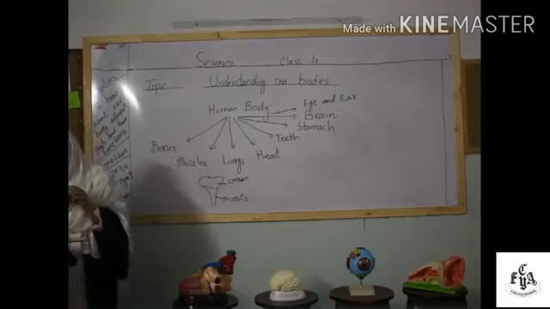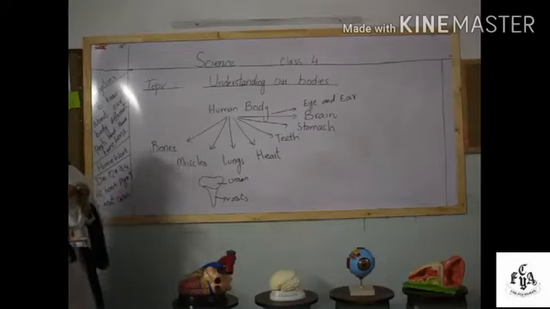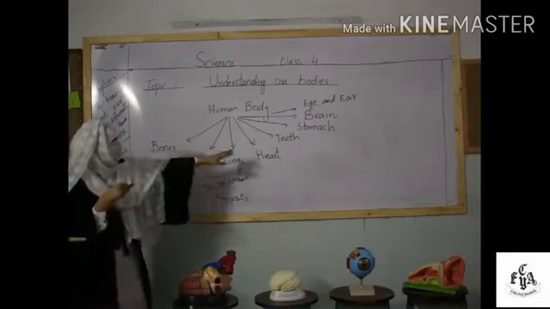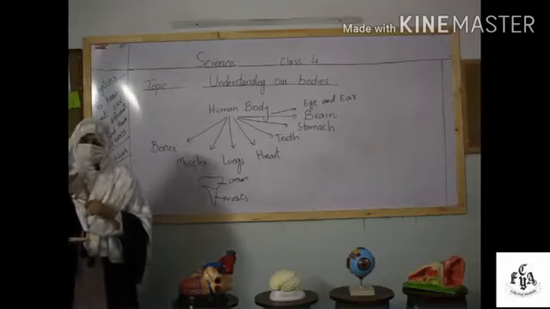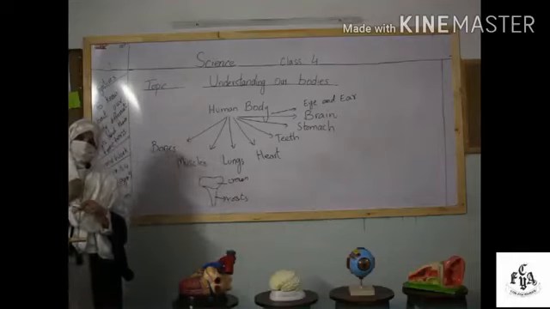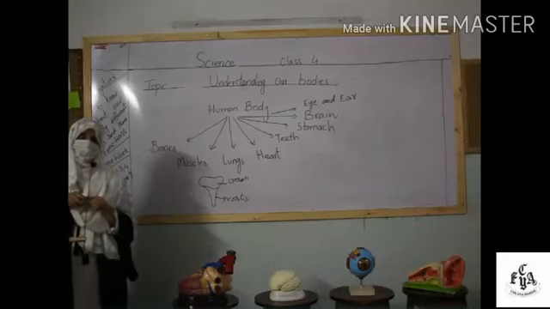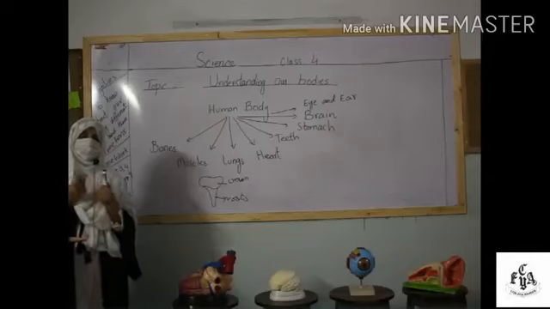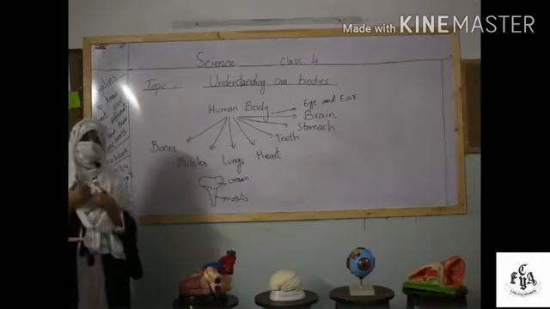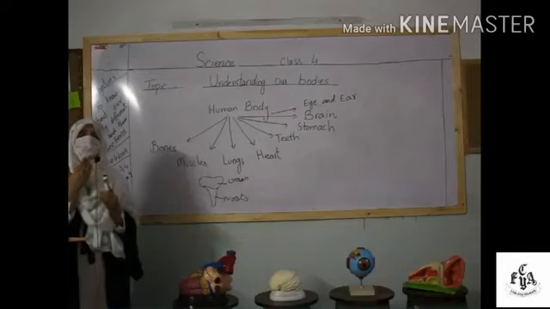Okay, then is the stomach. Stomach is another body organ of the human. Okay, stomach. What is the main function of the stomach? The main function of the stomach is to digest the food which we have taken in our body. You know, the food which we have taken in our body is first ground or chewed by the teeth in our mouth, and then it goes to the stomach.